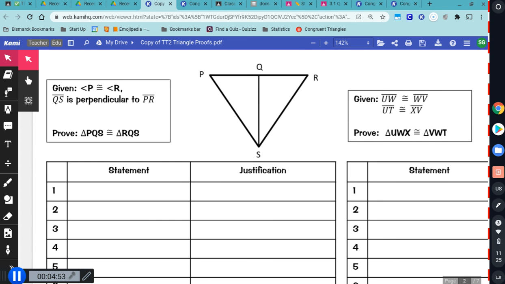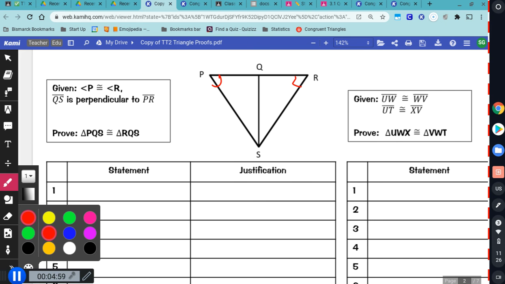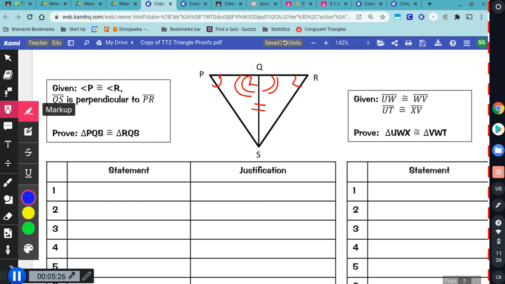I start by marking what you know. We know that P is congruent to R, we know that QS is perpendicular to PR. And then looking at it closer, what do we know that's not really there? We know that QS is shared, so it has to be the same on both sides. We know that these two angle Qs are both right angles, so they have to be the same because they're both right angles. So now we have three things, which looks like we're going to have an angle, angle, side relationship.